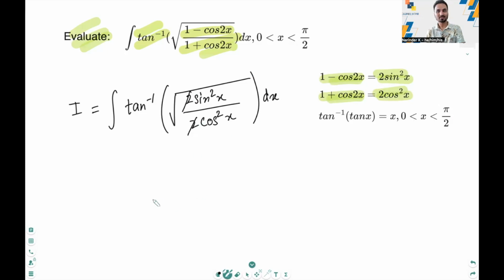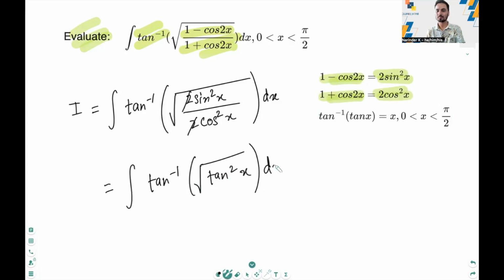And what is sine square x over cos square x? Yes, it is tan square x. So the integral of tan inverse of the square root of tan square x dx. And as you know, the square root of tan square x can be written as tan x. So the integral becomes the integral of tan inverse of tan x dx.